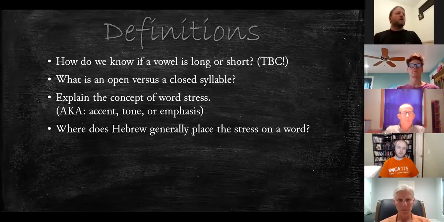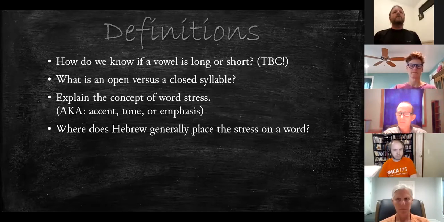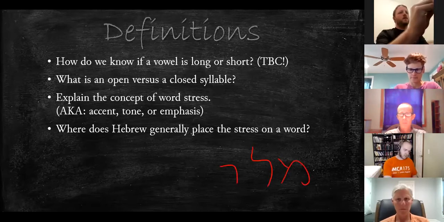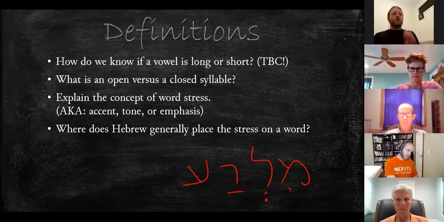So where does Hebrew generally place the stress on a word? Final syllable, we say on the ultima. Hebrew words are almost always ultimate. They receive stress on the ultimate syllable. What we call this in Hebrew terms is milra. This is the technical word for a word that's accented on the last syllable, milra.